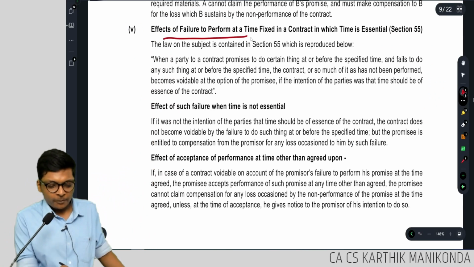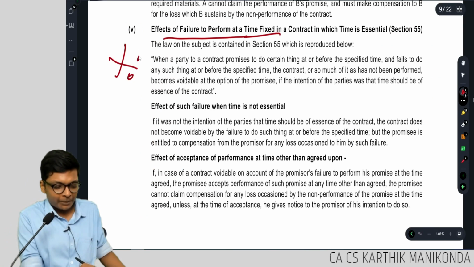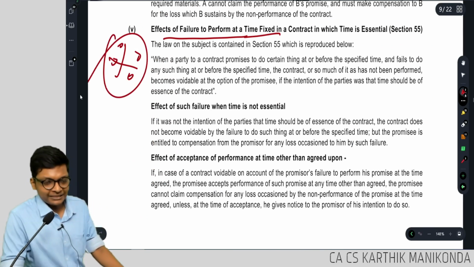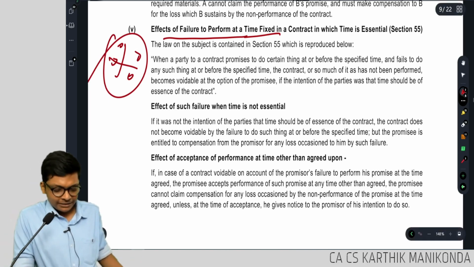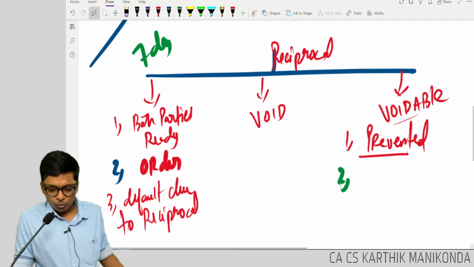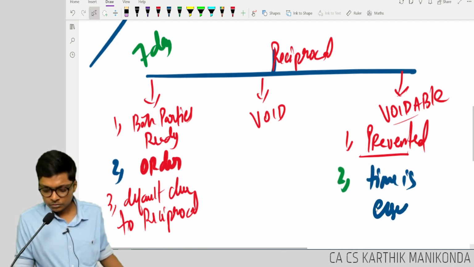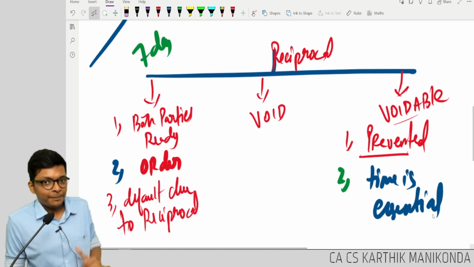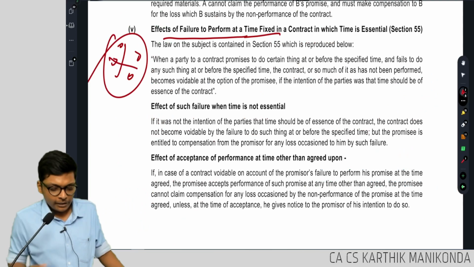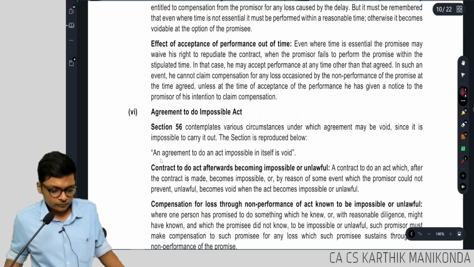Effect of failure to perform at a fixed time. This is important. Mark this as important, guys. They have not tested. Where time is essential, this comes under voidable. Time is essential. Let me finish the points. I will come back to this. I will come back to time is essential. Then go to next one.